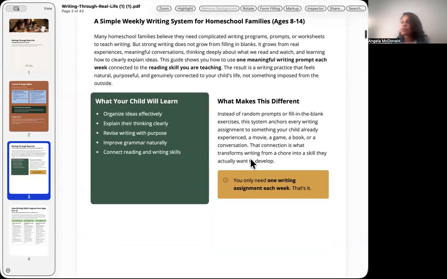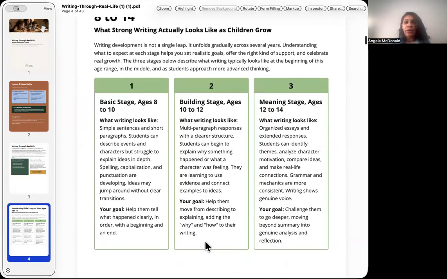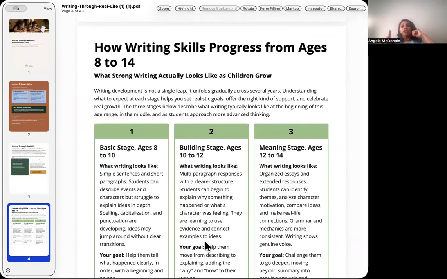So we always start with something. We have a movie and then we have a book that we're going to be comparing and contrasting, the characters and the problems and the settings and stuff like that in the story. The first thing to do is understand how writing progresses from ages 8 to 14.